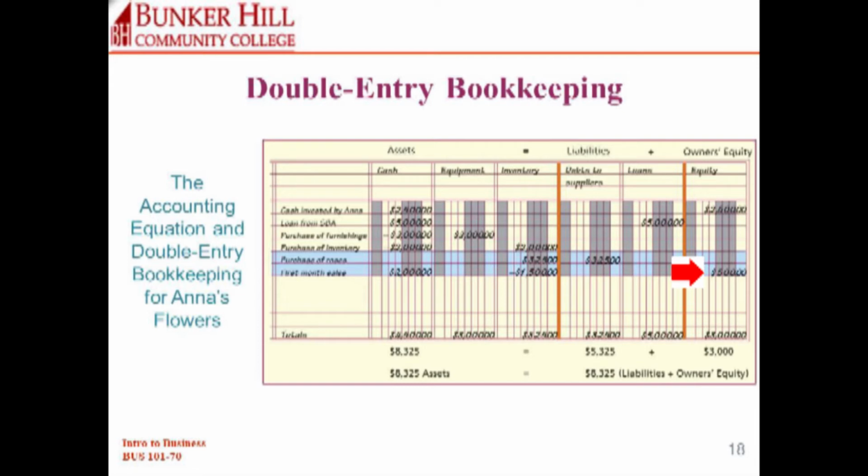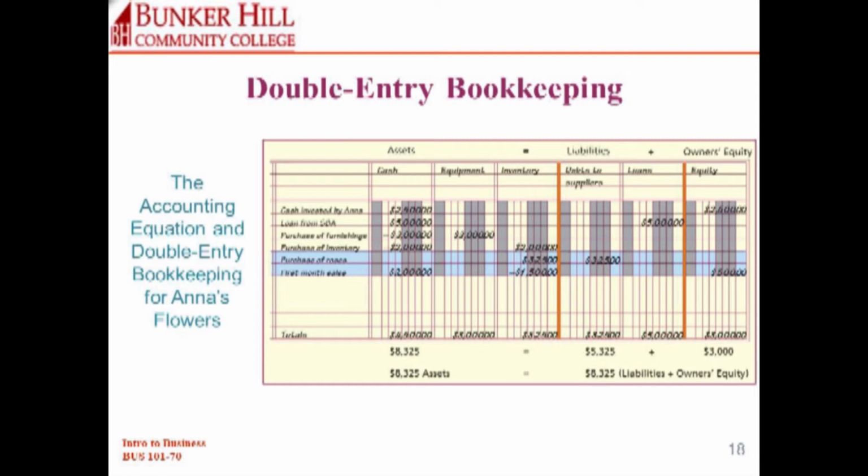So that's her equity. If you add everything up in the cash, equipment, and inventory columns, she's got $8,325. If you add up all the double entries in terms of liability and owner's equity, which consist of debt to suppliers, loans, and equity, that also adds up to $8,325. So her accounting equation balances out.